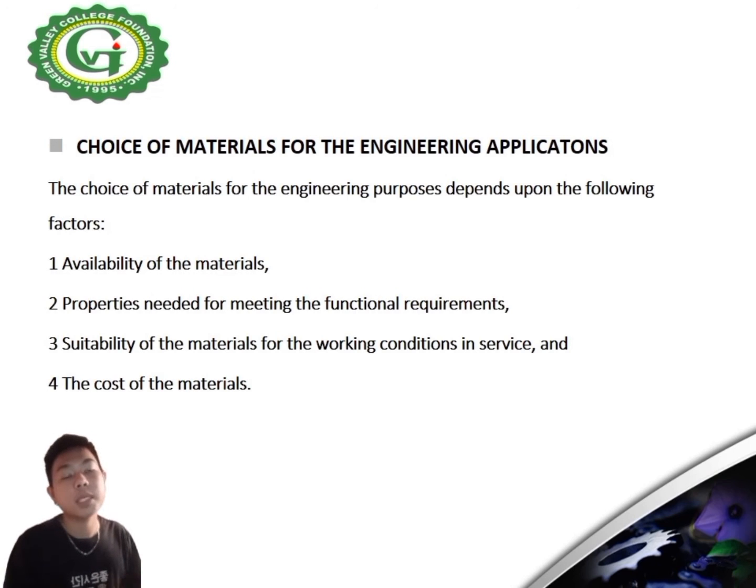Number two, properties needed for meeting the functional requirements. Getting the requirements right is the key to the success of any project. Failure to accurately define and document them may lead to miscommunication. Number three, suitability of the material for the working condition in service. Choosing the right materials when manufacturing a new product is vital for its success. The last one is the cost of materials. Material control lies in the fact that any saving made in the cost of materials will go a long way in reducing the cost of production and improving the profitability of the concerned product.